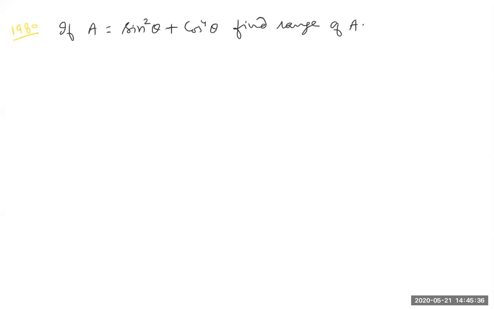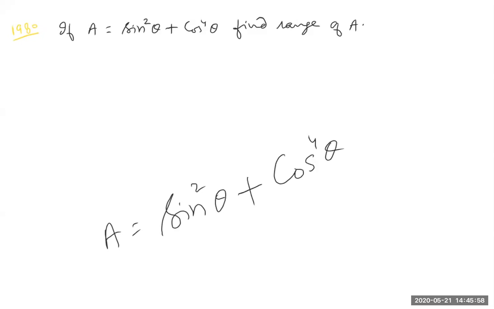Sir, is it sin square theta or sin 2 theta? See, square, it is very clearly visible. Okay, sir. The question is like A is equal to sin square theta plus cos power 4 theta. Understood? This is the question.